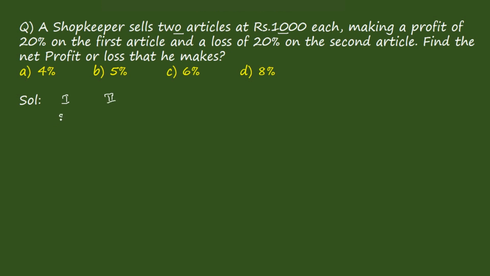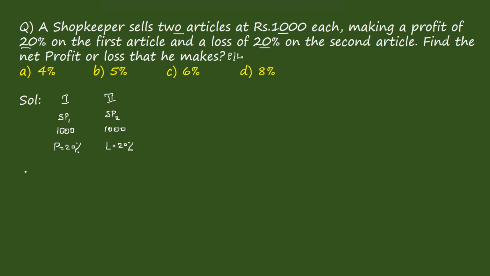Here the selling prices are SP1 and SP2, and each selling price is ₹1,000, right? It has been given. Now they are saying a profit of 20% on the first article and a loss of 20% on the second article. The first article has a profit, given as 20%. The second one has a loss, given as 20%. Now they are asking to find the net profit or loss that he makes. You have to find out whether it is a profit or loss in total.